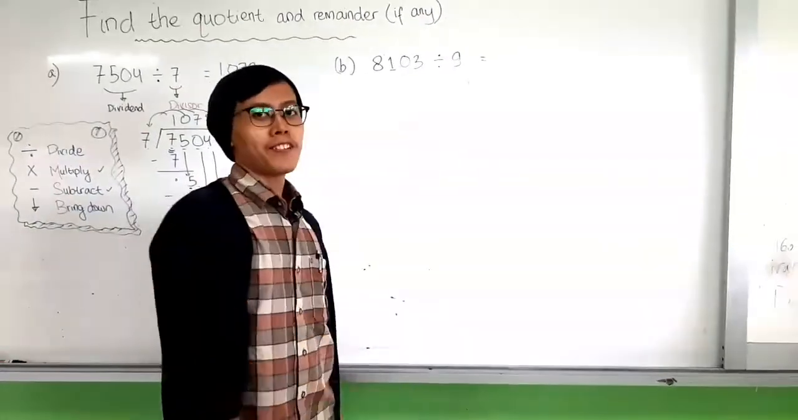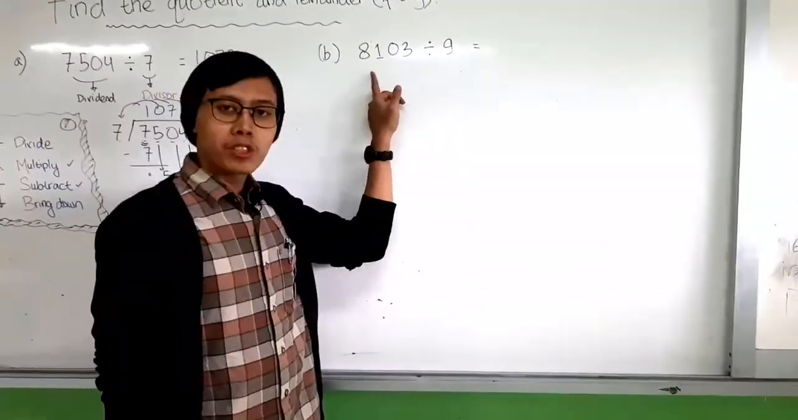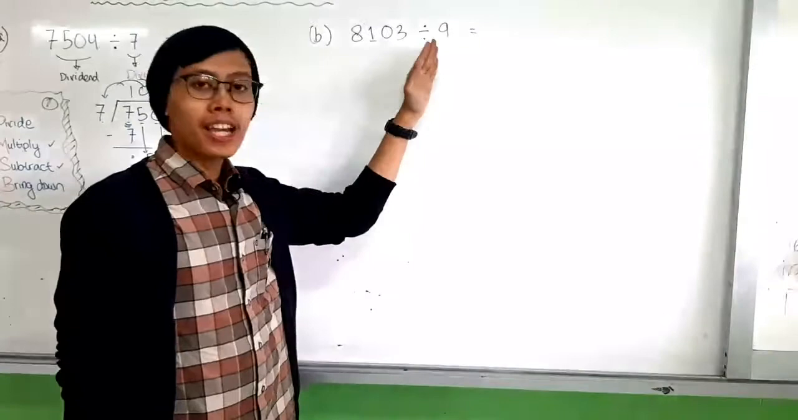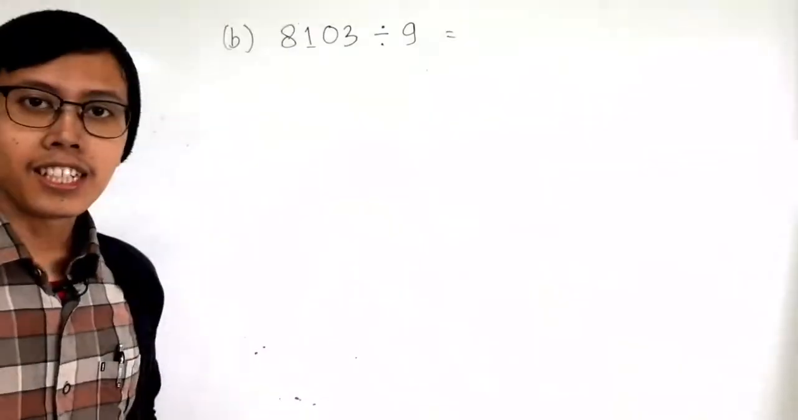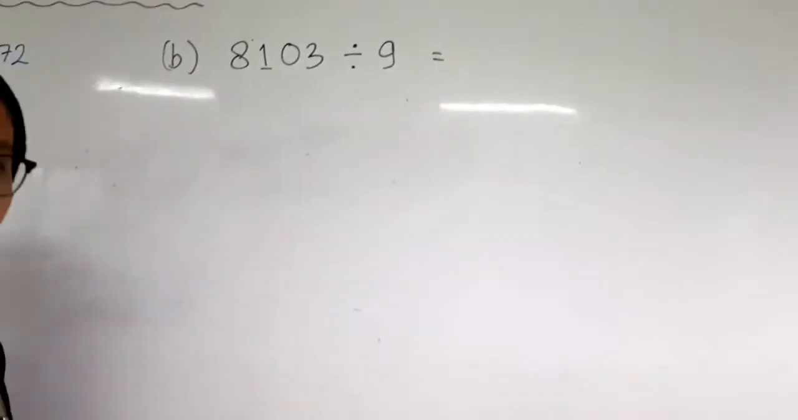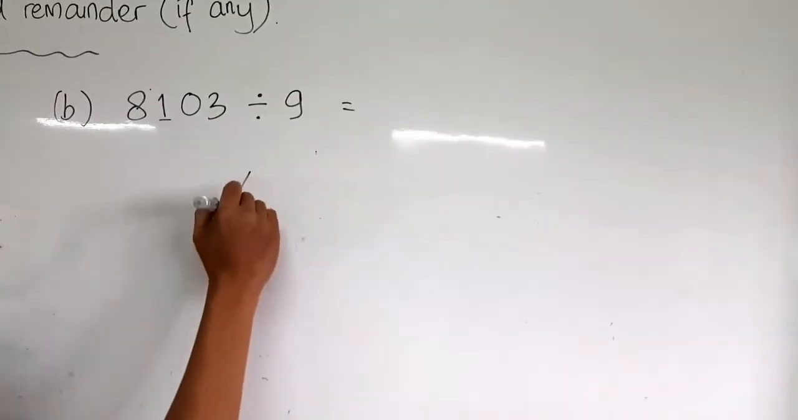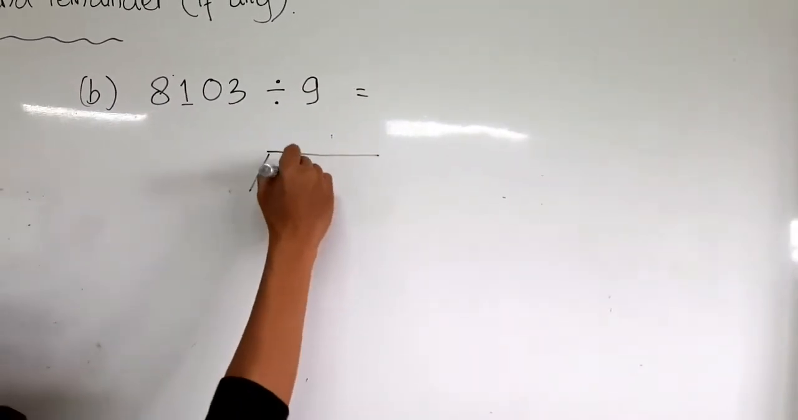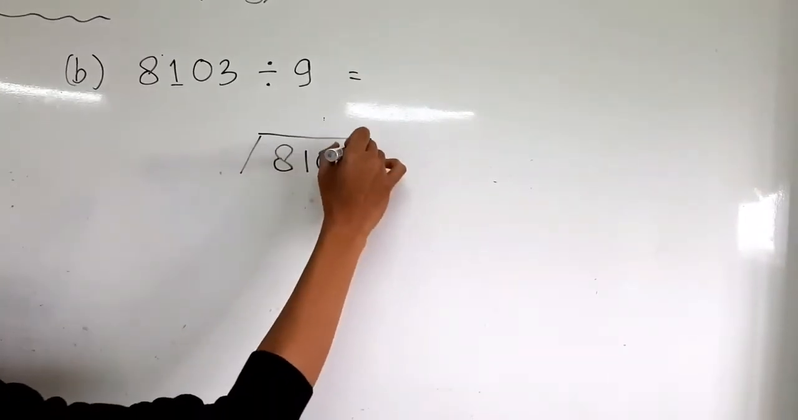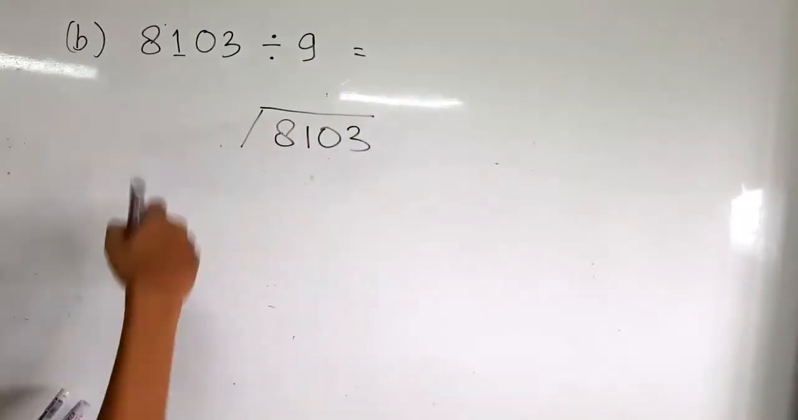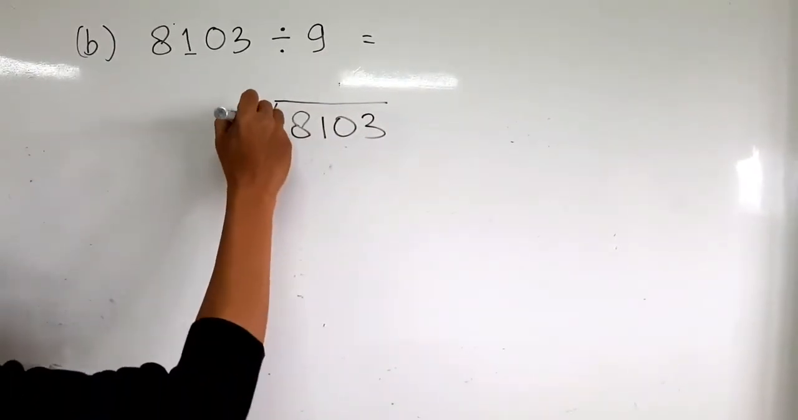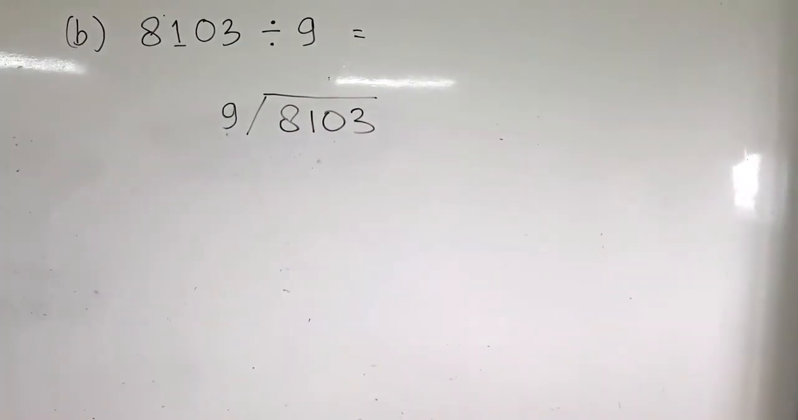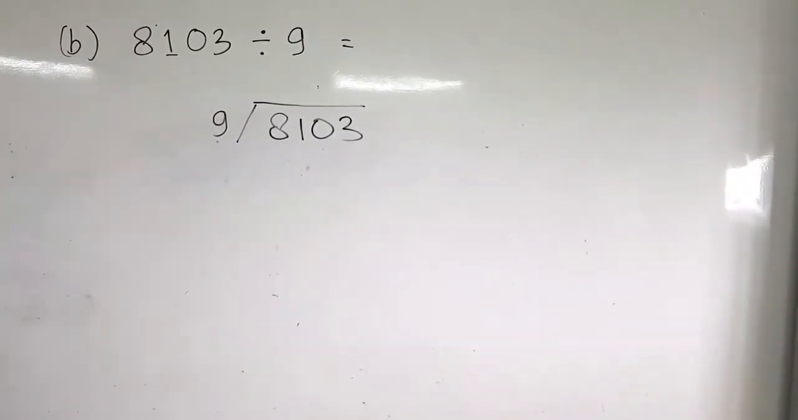Move on to another example. We have 8,103 divided by 9. So as we know, this number should be the dividend. And the dividend, when we do in a long division method, we have it like this. It will be inside 8,103. Make sure the number is the same. And then the divisor will be outside.